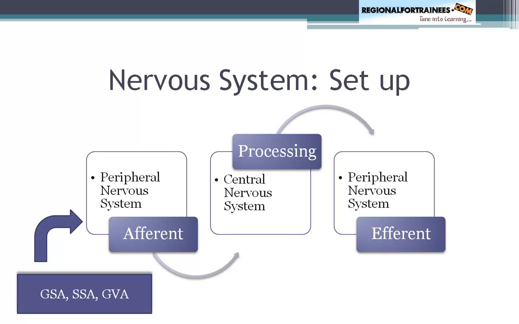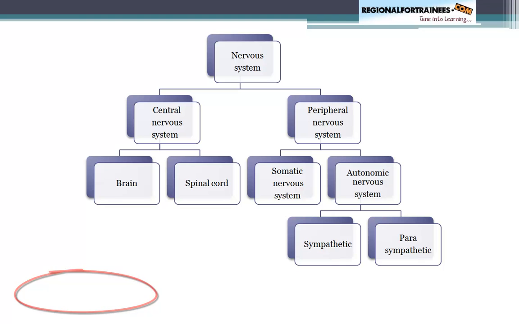So the nervous system basically has got an afferent limb, a central processing unit, and a peripheral efferent limb. The afferent and the efferent limb are the two arms of the peripheral nervous system, whereas the processing is mainly focused in the central nervous system. And of important note is that the afferent limb gets its afferent nerves from general somatic afferents, special sensory afferents, and general visceral afferents.